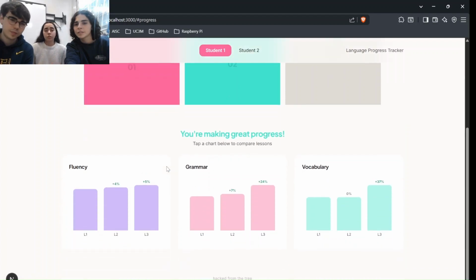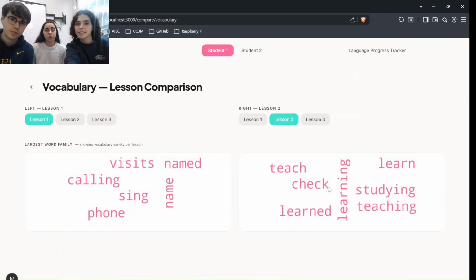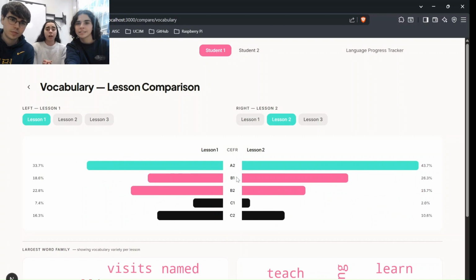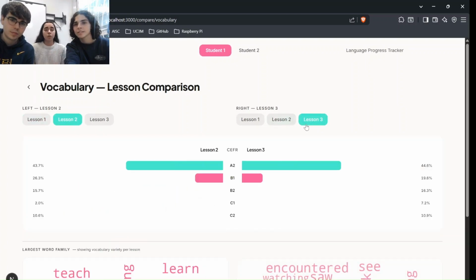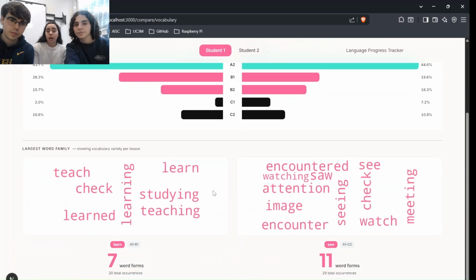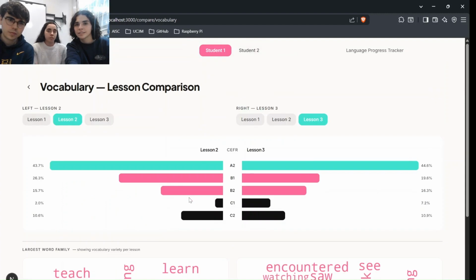Then, we also did a comparison between lessons, so you can see over there. For example, for vocabulary, we measured how many words were used for each level and the most common words used. And for example, "family": one used 7 and the other one used 11, where student 1 clearly improved, so it makes sense.